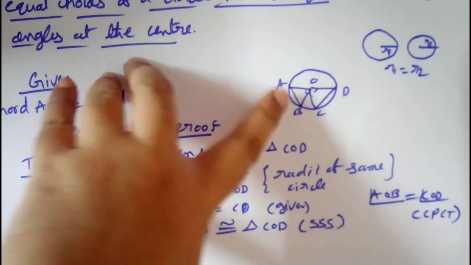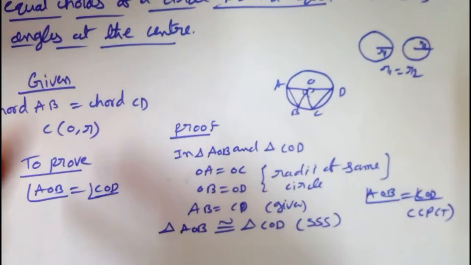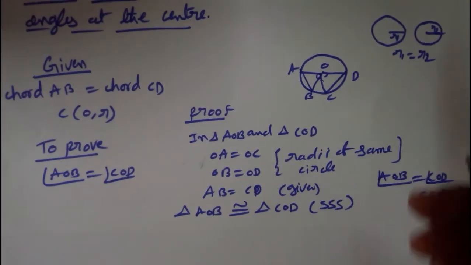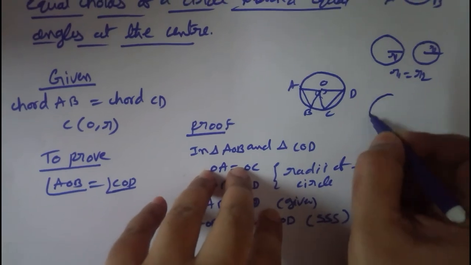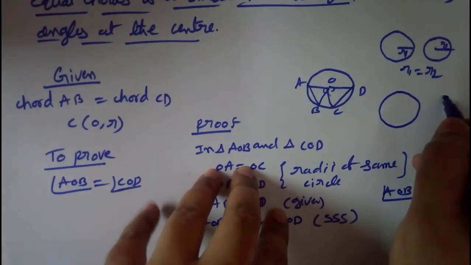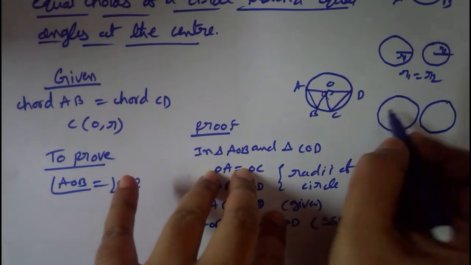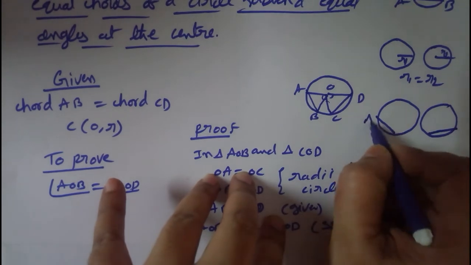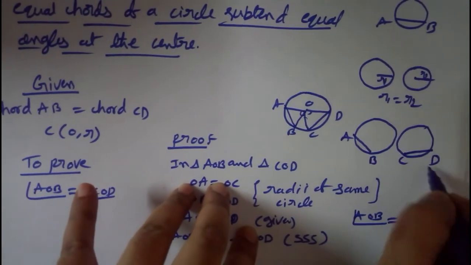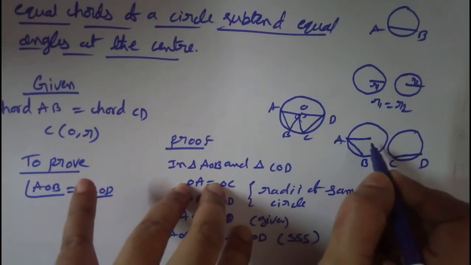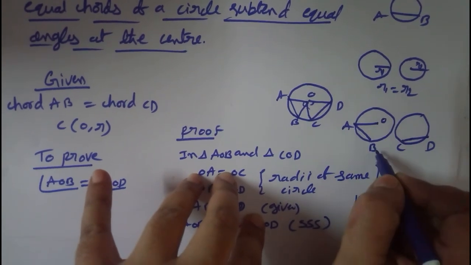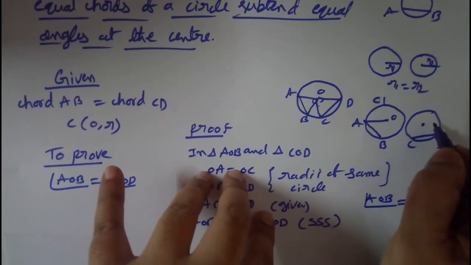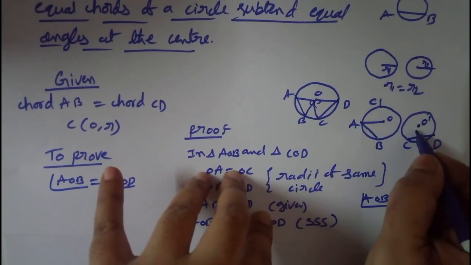So if the two chords are equal, then they subtend equal angles at the center. If the circles are congruent, we can also show this in the same way. The circles are congruent circles. AB and CD, two chords are equal. Join this. This is the first circle, center O. For the second circle, center O dash. Join the radii.